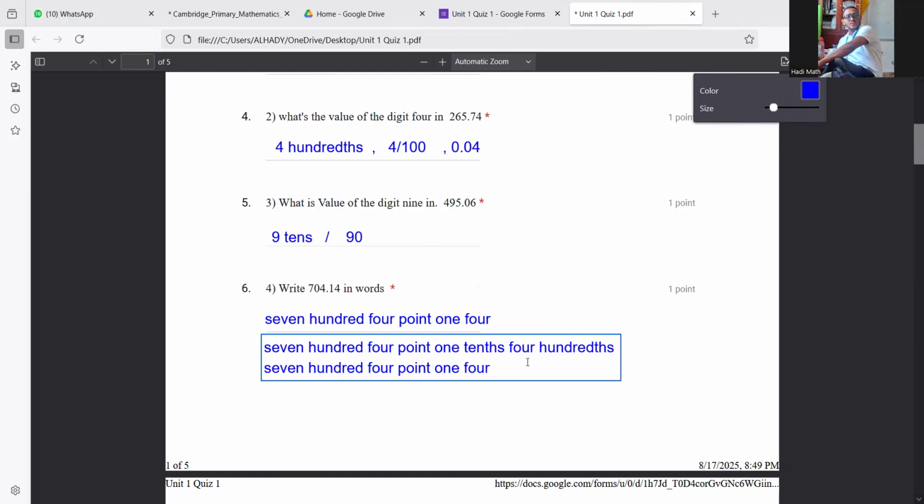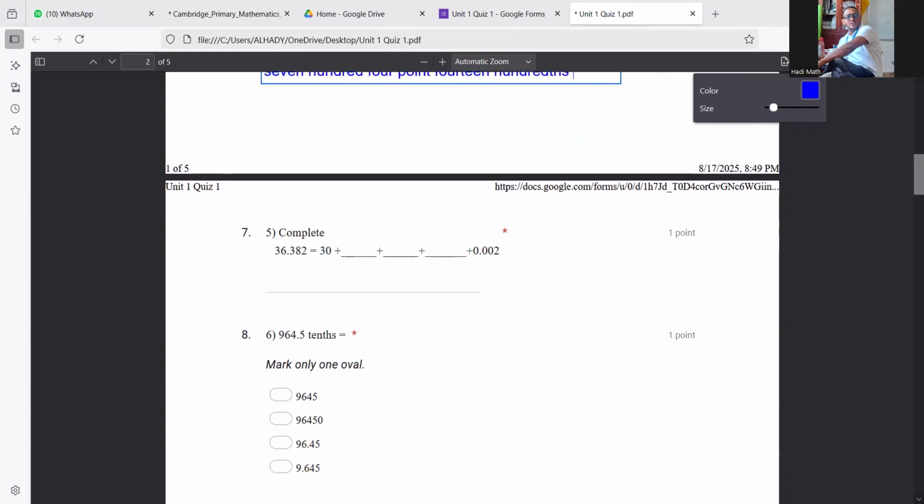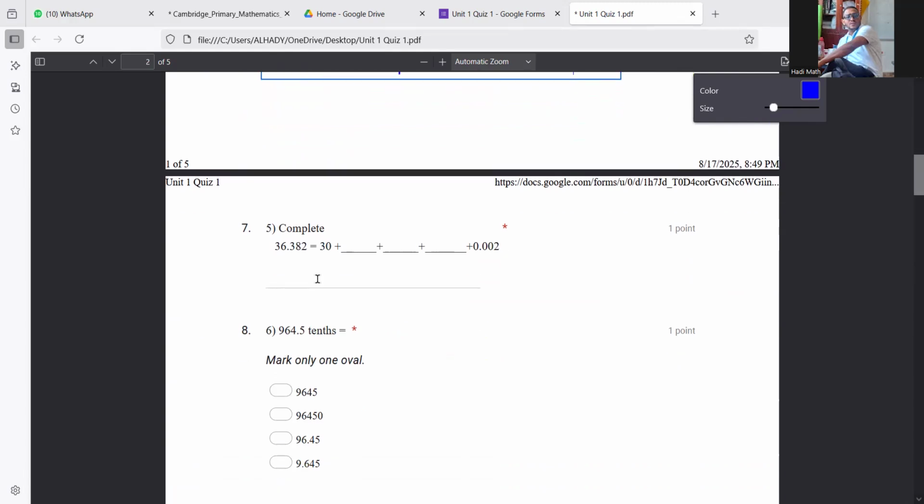You could say point. Those people prefer to say 14. You could say 0.14, but you must write 14 hundredths. If you don't write hundredths, it is wrong. If you write only 14, it is wrong. But it's in your mind. They say complete.